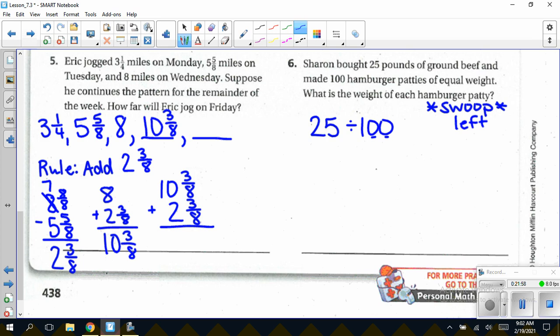If you would prefer to show the long division, remember the first number is your dividend, so the 25 goes on the inside, the 100 goes on the outside. And we know that 100 can't go into 25, so that automatically tells you to add a decimal and a 0 to then figure out how many times 100 goes into 250. And then keep working with that until you don't have a remainder.